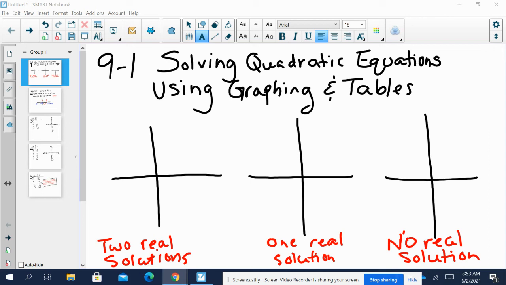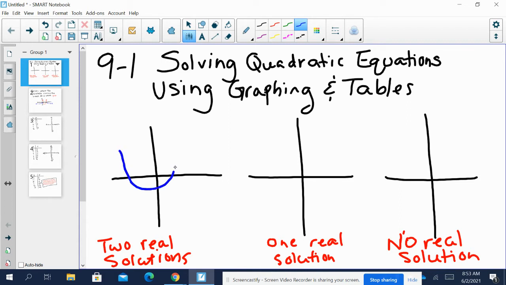So we talked about 9-1, which is solving quadratic equations using graphing and tables. When we're graphing, there's three ways to figure out if it has a solution. Well, really there's three types of solutions. You can either have two real solutions, one real solution, or no real solution. So something with two real solutions would cross through the x-axis in two locations.